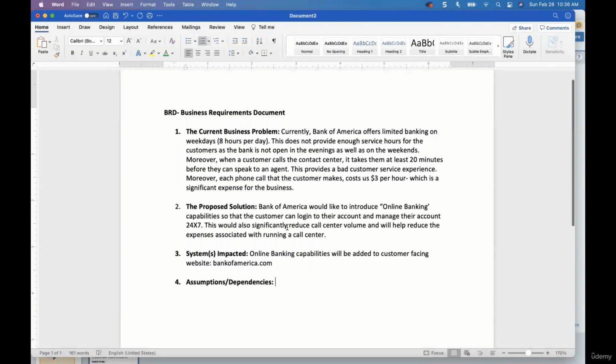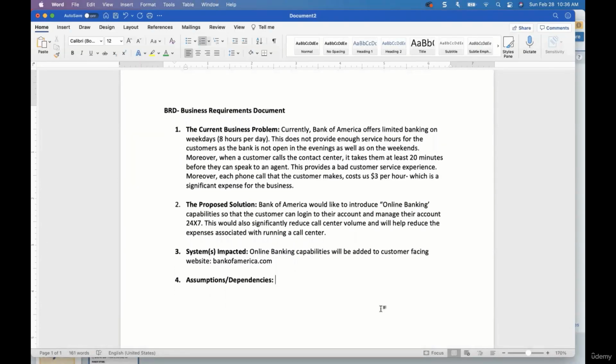In our case, what are we doing? Everything that we are doing here is internal, and we are not really dependent on any external factors for this project. So in this case, I'm going to say it's not applicable for us. We don't have any assumptions. We don't have any dependencies for this project. But had you had any, this is the place that you would document.